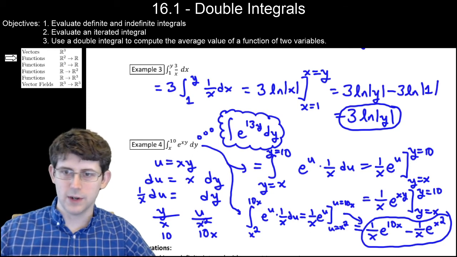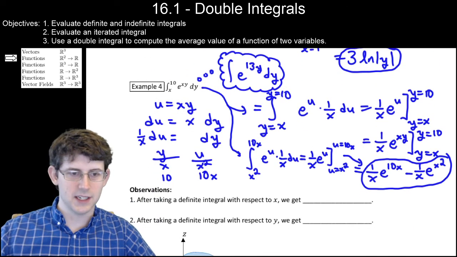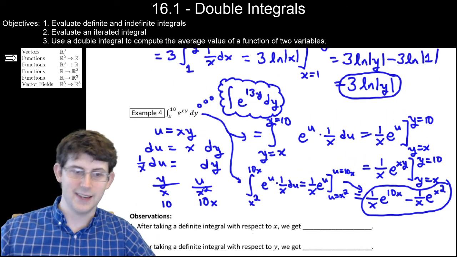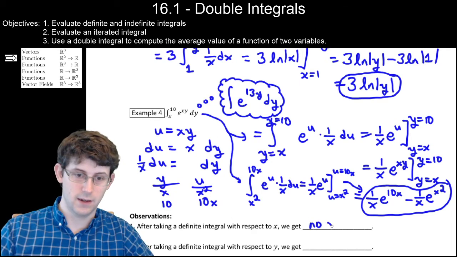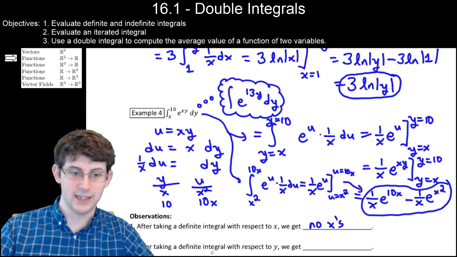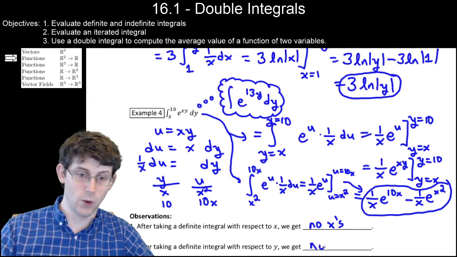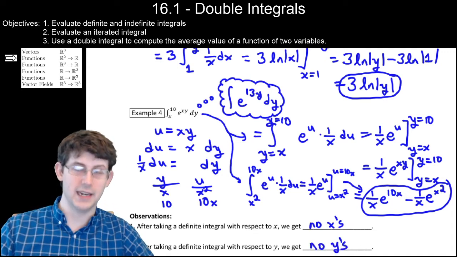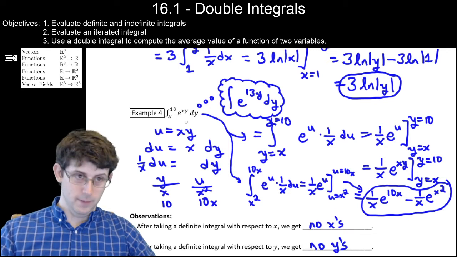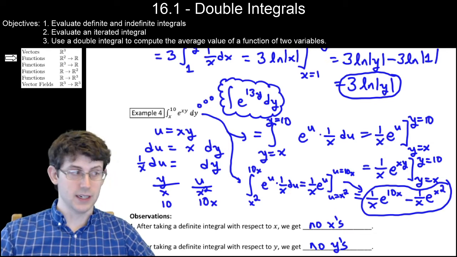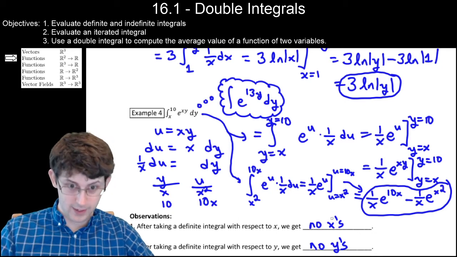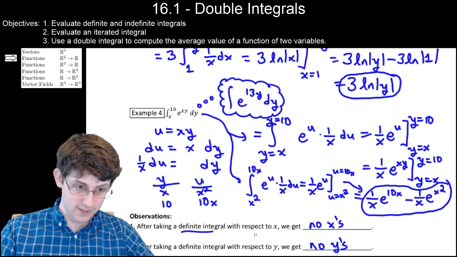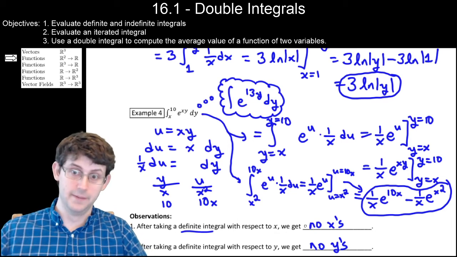Okay, what are our observations here? Our observations are after you take a definite integral with respect to x, you have no x's left. And after you get a definite integral with respect to y, you get no y's remaining. The last example, we took an integral with respect to y, and there are all x's left. So when you do a definite integral with respect to a variable, that variable is gone.